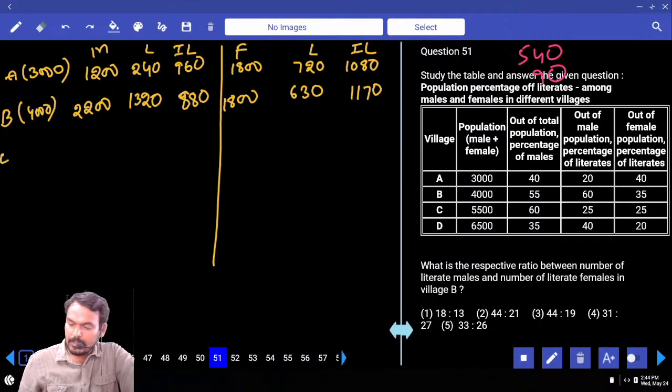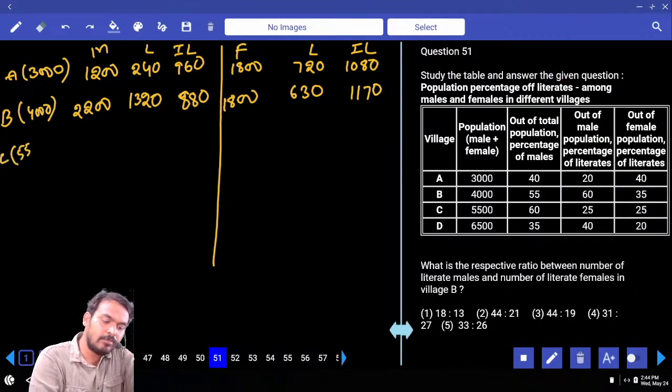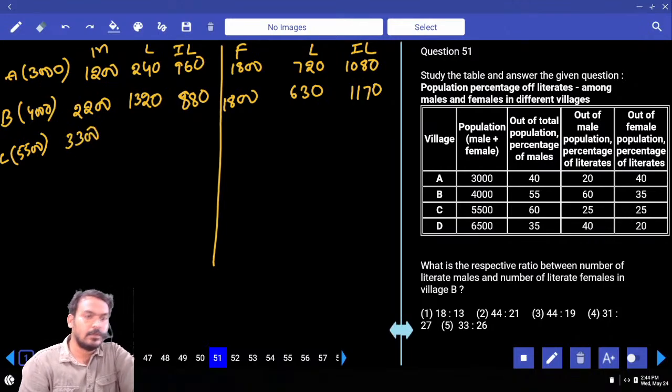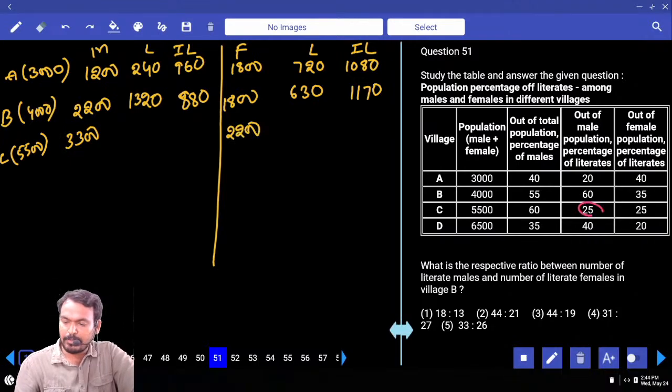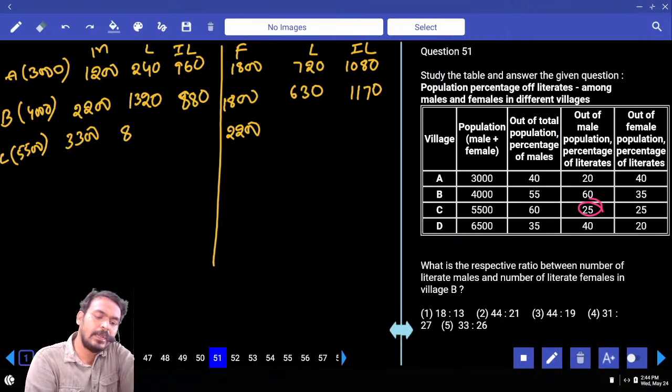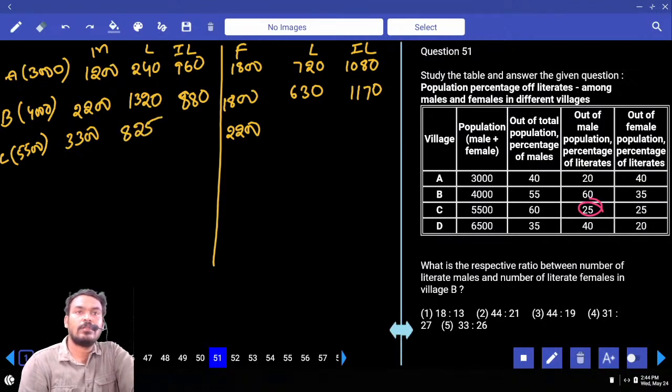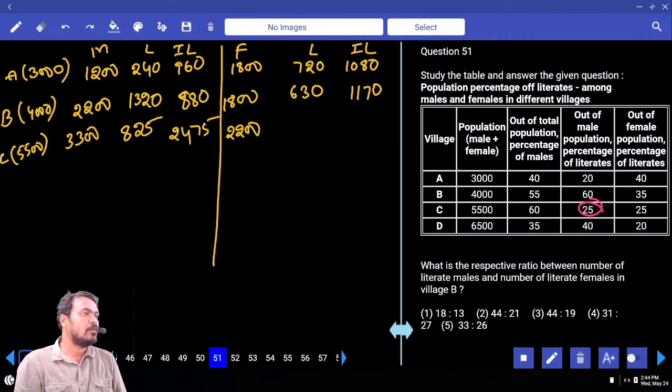C. What is the C total population? 5500. In that male, 60%. 60% means 3300. Remaining 2200. Out of the males, 25% are literates. 25% means half, again half. Half of 3300 is 1650. Again half, 825. What is the remaining? 100 minus 25 means 75. 3300 minus 825, difference is 2475.